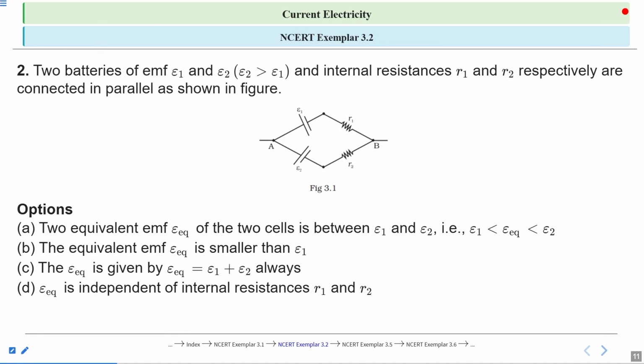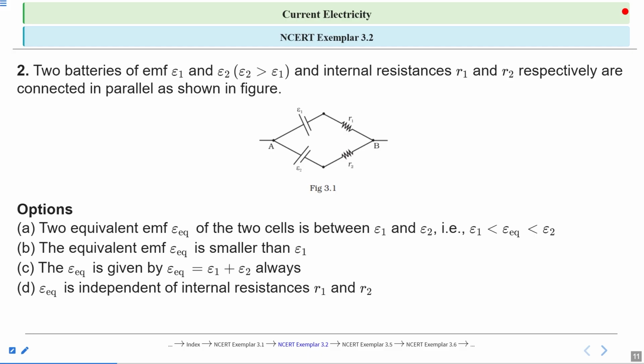Okay, next question. Two batteries of EMF epsilon 1 and epsilon 2, where epsilon 2 is greater than epsilon 1, and internal resistances R1 and R2 respectively, are connected in parallel as shown in the figure. Okay, two cells with internal resistances R1 and R2 are connected as shown in the figure between points A and B. The options: the equivalent EMF E equivalent of the two cells is between epsilon 1 and epsilon 2.